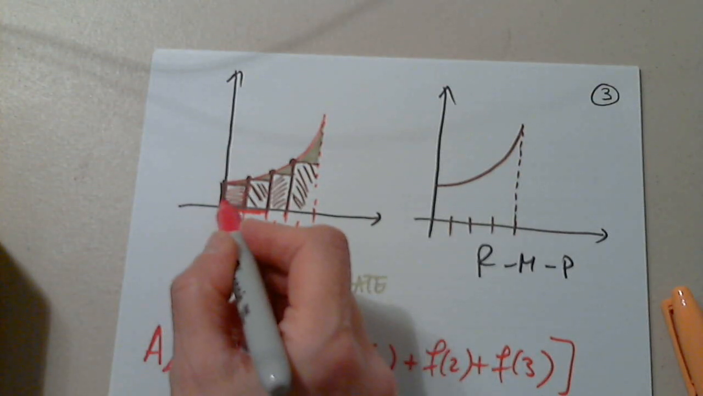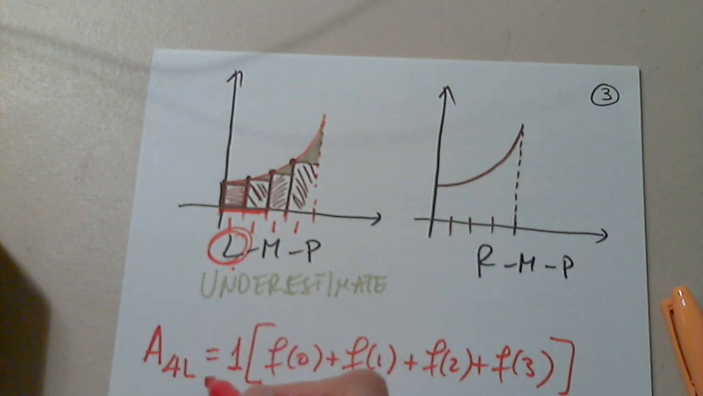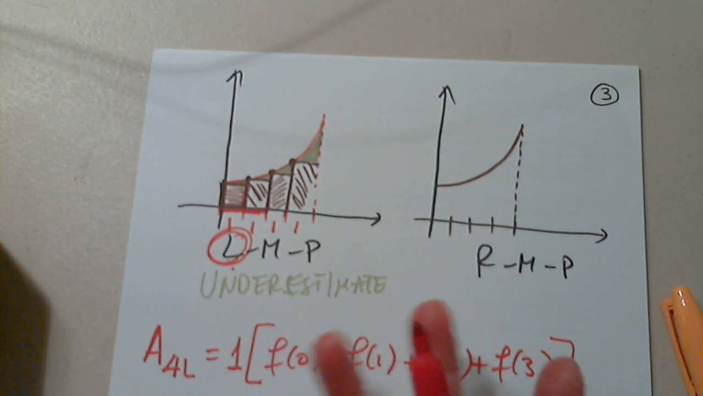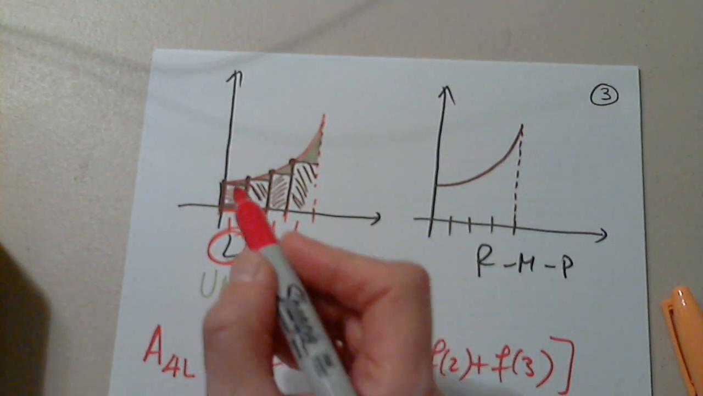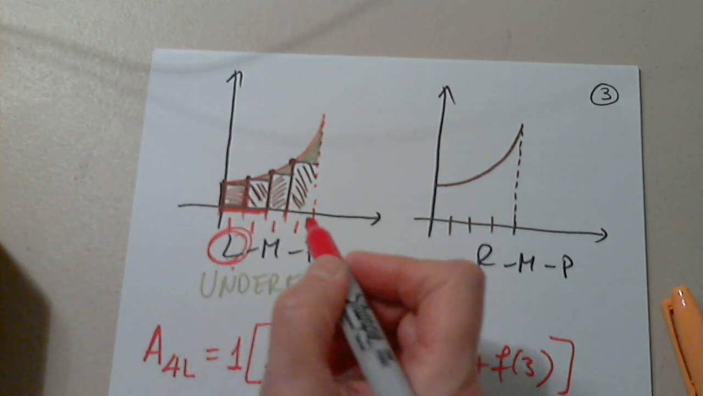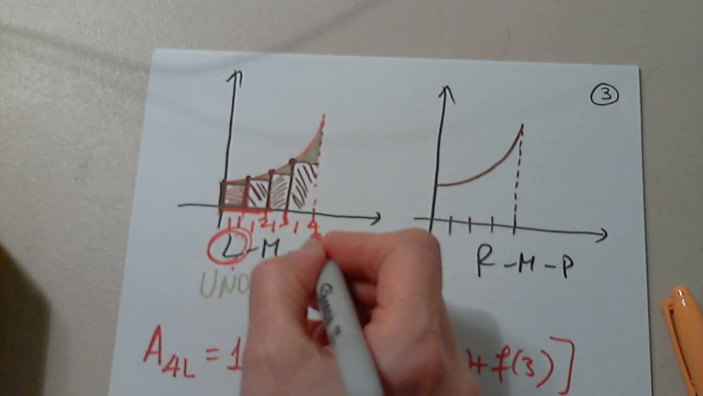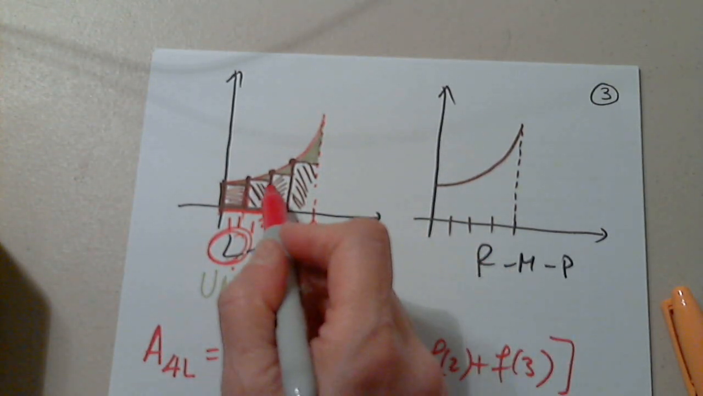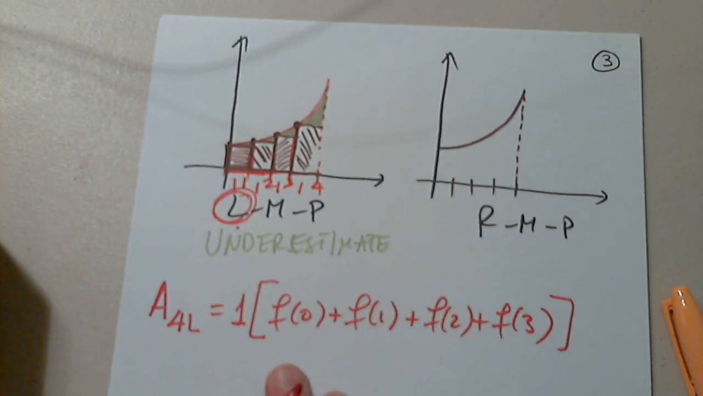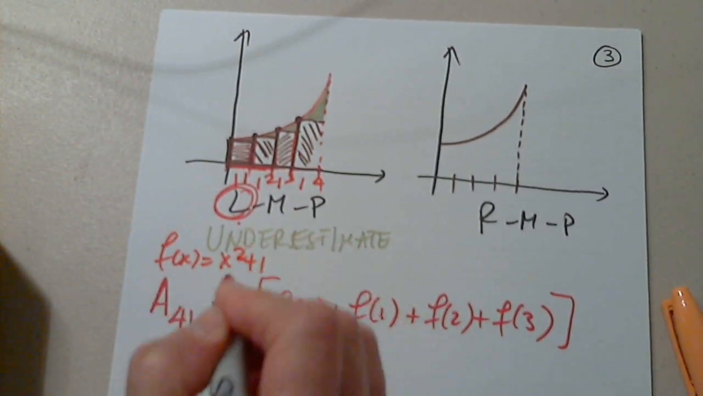So base times height plus base times height. But I put the 1 outside. I should have written 1 times f of 0 plus 1 times f of 1, but there is no need because 1 can stay outside. Base times f of 0, plus base times f of 1, plus base times f of 2, plus base times f of 3. How do I know? This is 1, this is 2, this is 3, this is 4. Let's see what we get. Remember the function was x squared plus 1.